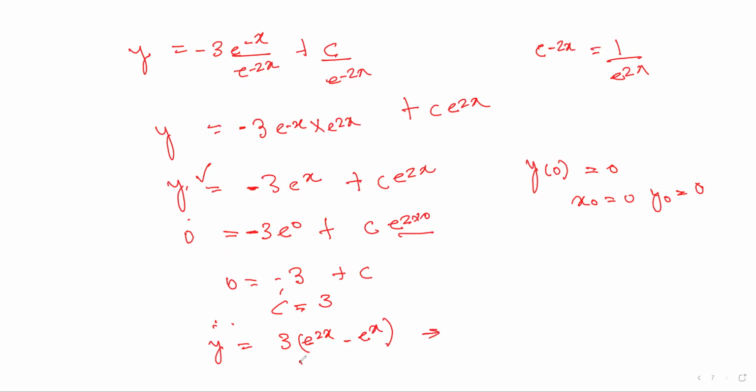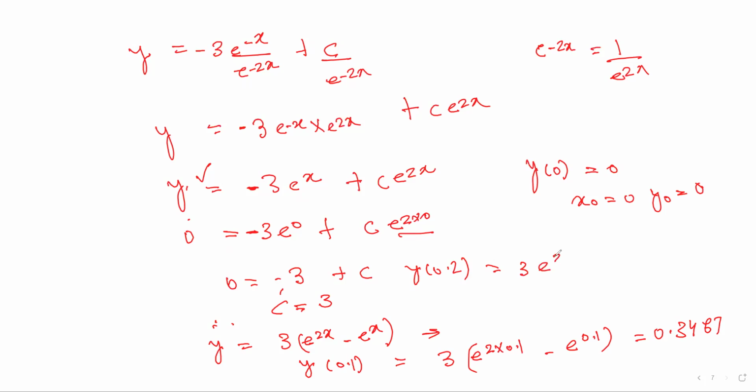Now if you put y(0.1), that means you put 3 into e^(2 into 0.1) minus e^(0.1). Just calculate this value in the calculator, you will get 0.3487. In the same way, y(0.2) would be equal to 3 into e^(2 into 0.2) minus e^(0.2). Calculating, we get 0.8113, which is the same as our previous result.